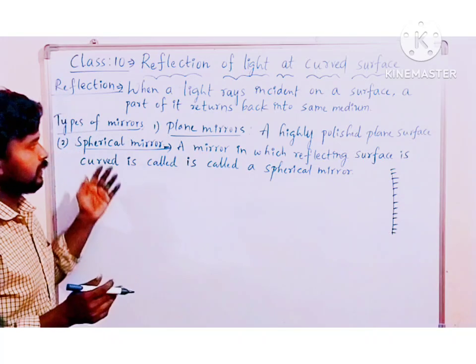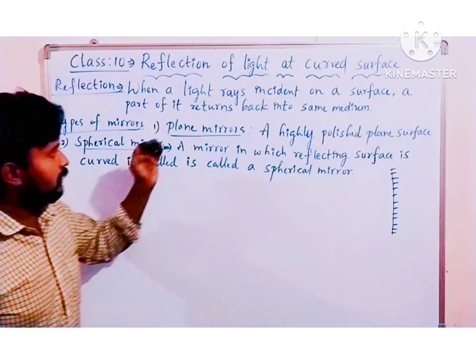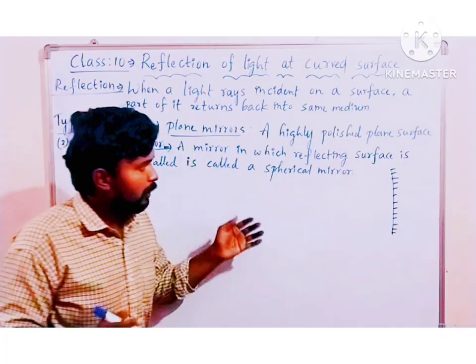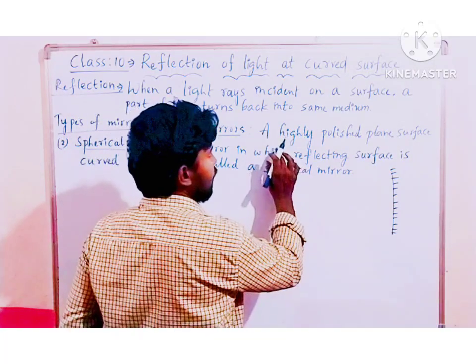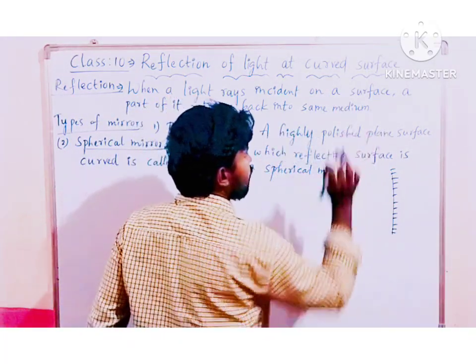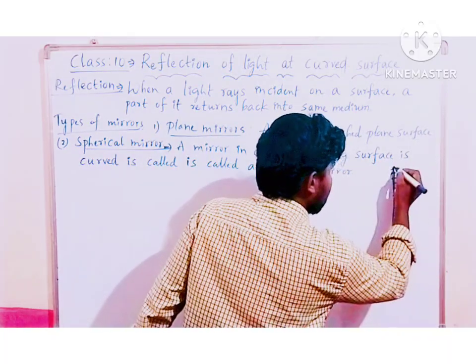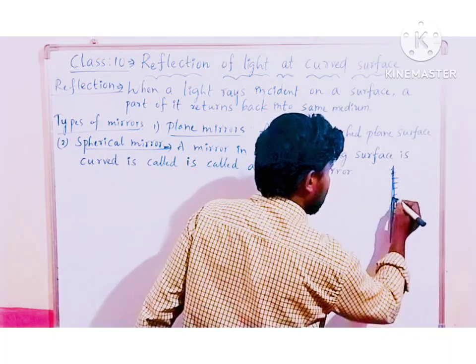Next, there are types of mirrors. One is a plane mirror. The next is a spherical mirror. What does plane mirror mean? A plane mirror is a highly polished plane surface. This is a plane mirror.